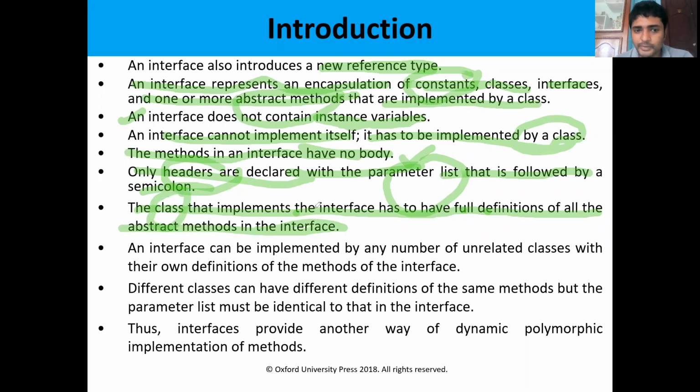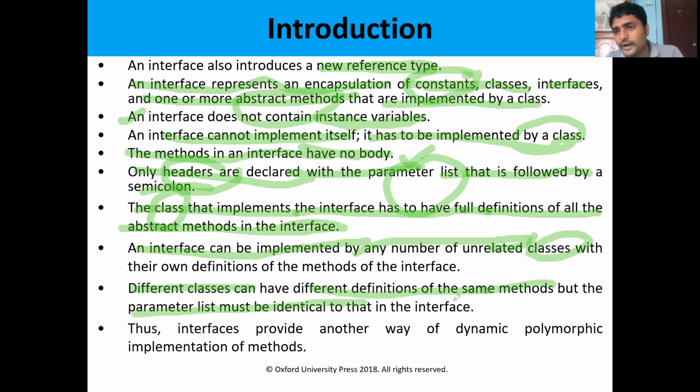If you have 3 interfaces, we have to implement all 3. If you have 2, you have to implement both abstract methods. An interface can be implemented by any number of unrelated classes. Any class can implement an interface. Different classes can have different definitions of the same methods, but the parameter list must be identical to that in the interface.